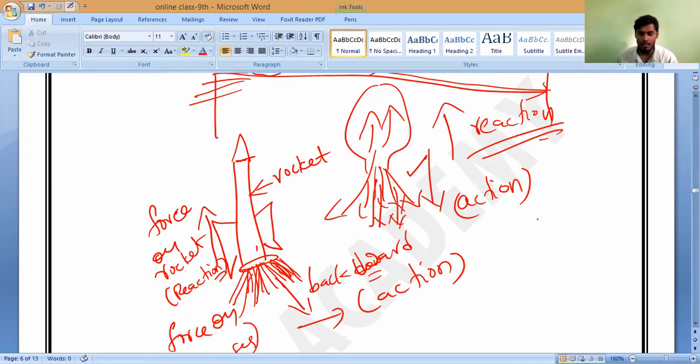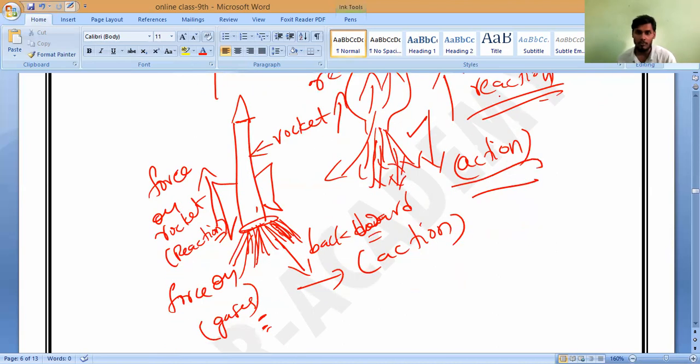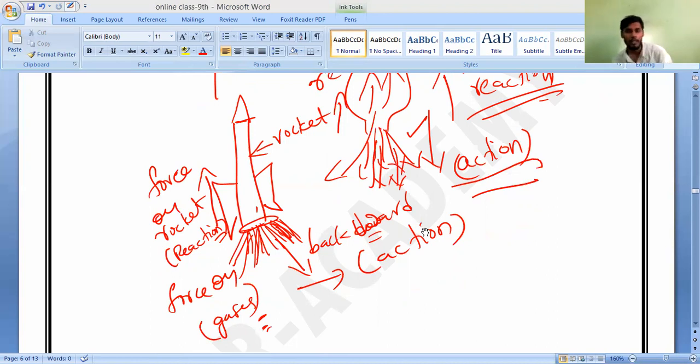That is called action. So the gases will exert a force in the forward direction. That is what we call reaction. Understand? That is right. Rockets also work on the same principle, the principle of action and reaction. Is it okay? All of you? Yes, sir. Yes.